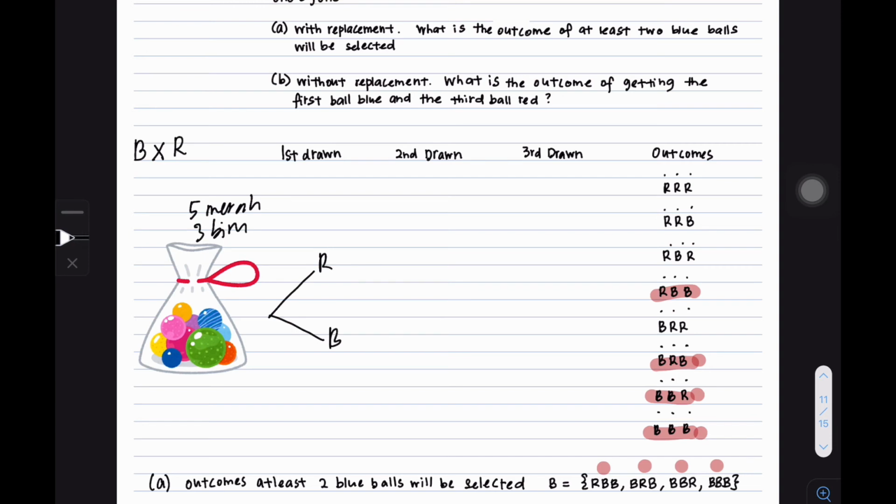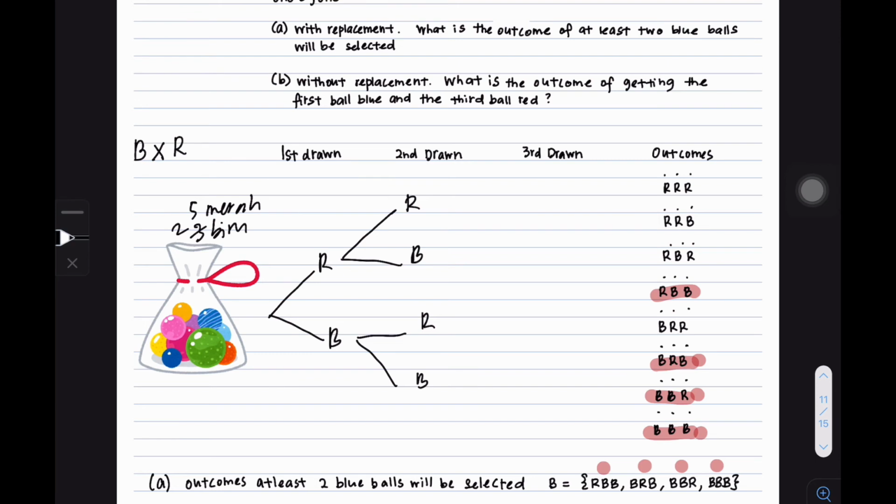Okay, katakanlah kita dapat red kali pertama. So, red daripada 5, dia tinggal 4 sebab tak letak balik. Okay, so bila kita ambil kali kedua, apa possibility? Masih lagi sama ada merah ataupun biru. Sebab dalam bag masih lagi ada merah, masih lagi ada biru. Okay, katakanlah kali pertama kita dapat biru. So, dalam bag tinggal 5 merah, tapi biru tinggal 2. So, kalau kita ambil kali kedua, apa possible outcome kita? Masih lagi red ataupun blue. Sebab masih lagi ada 5 merah ataupun 2 biru.